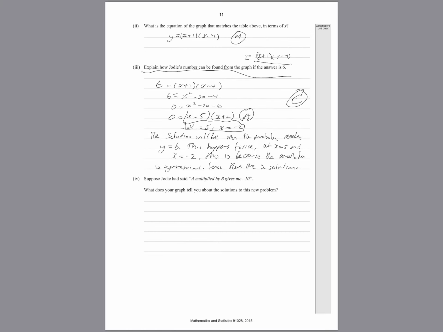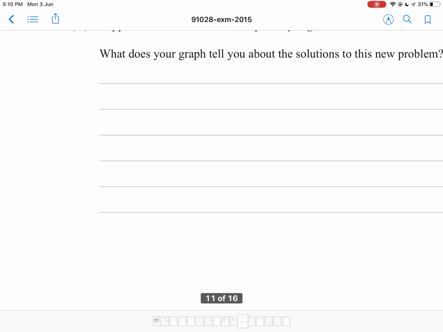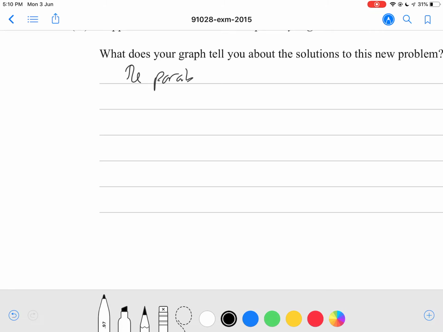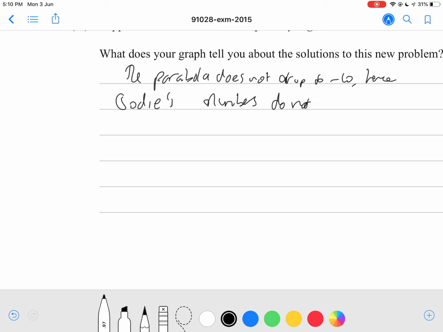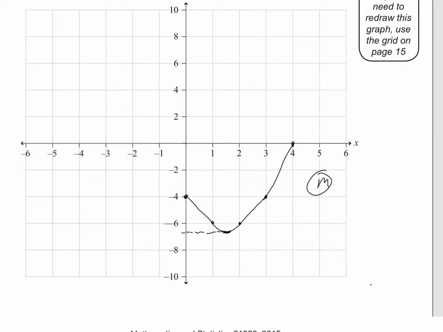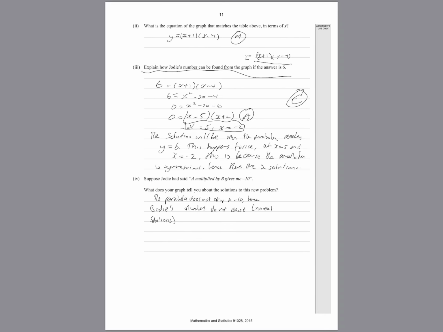So how are we going to answer this question, okay? We'll just say the parabola does not drop to negative 10. Hence Jody's numbers do not exist. No real solutions. Okay, so you can understand that because as drawn, our parabola never reaches negative 10. So therefore, there's actually no real possibilities for Jody's numbers, okay?